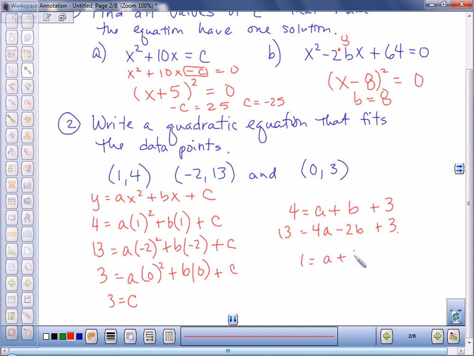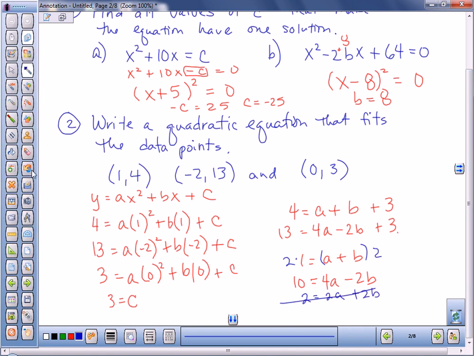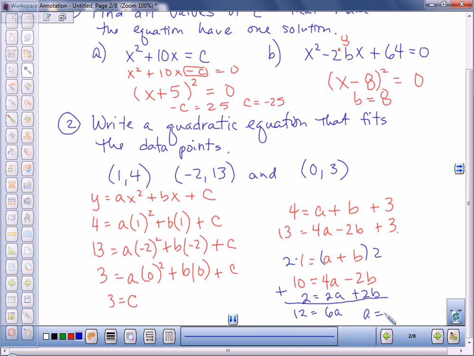1 equals a plus b, and 10 equals 4a minus 2b. So if we take the first equation and multiply both sides through by 2, this gives us 2 is equal to 2a plus 2b. Now my b's will cancel. Oops, marked right through it. Let's try that again. And when we add these two equations, we'll get 12 equals 6a. So a is 2.